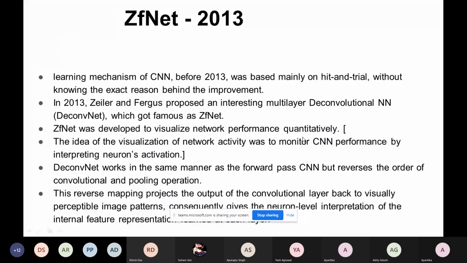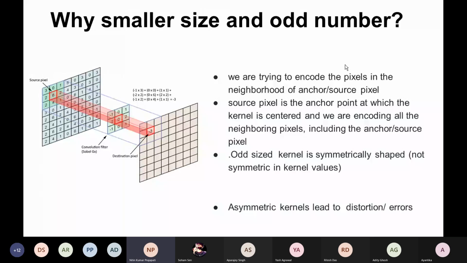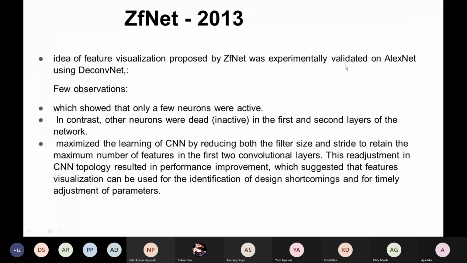Have you heard up to where I discussed ZFNet? Ma'am, we had up to the part where we reduce the filter size and the size of the stride. Okay, fine. So that was the observation coming from ZFNet: if we reduce the filter size and reduce the stride, what will be the effect on accuracy?